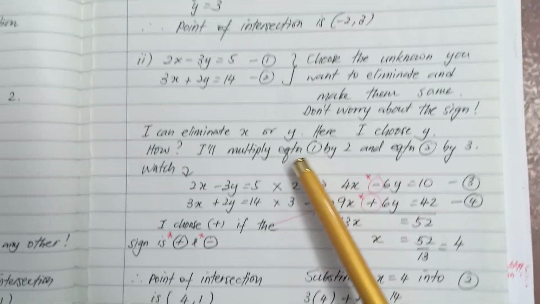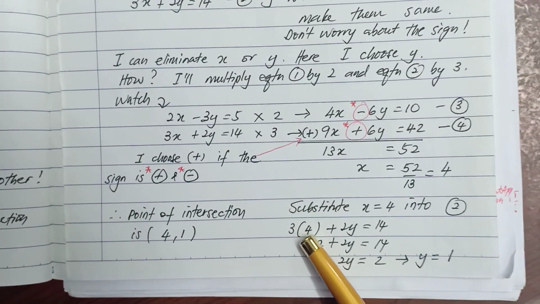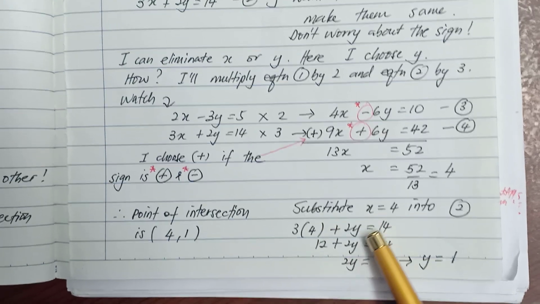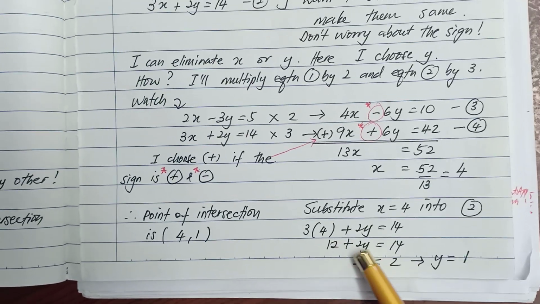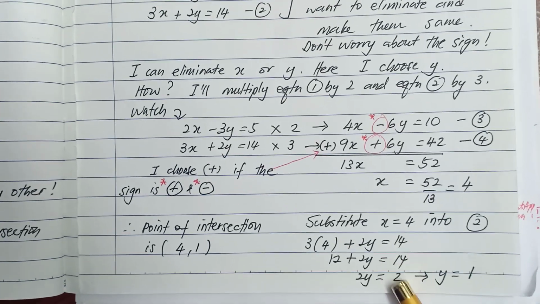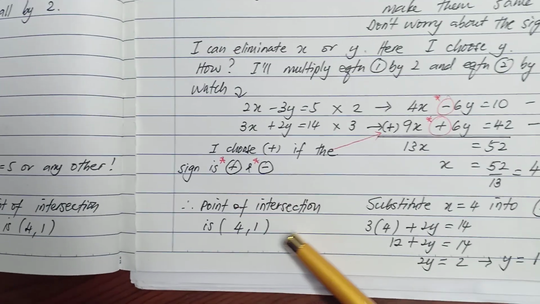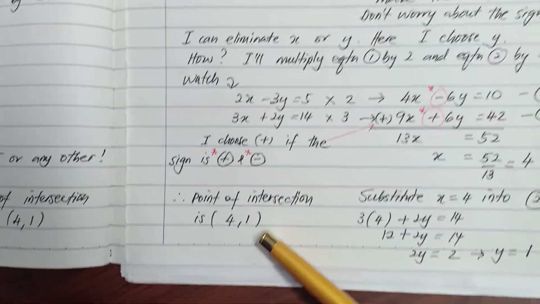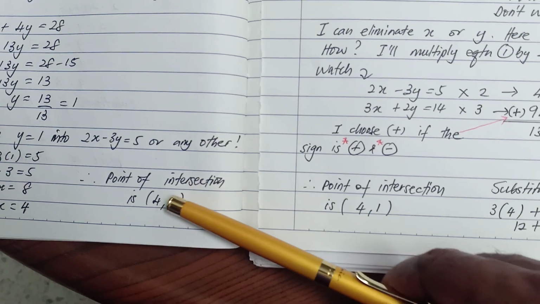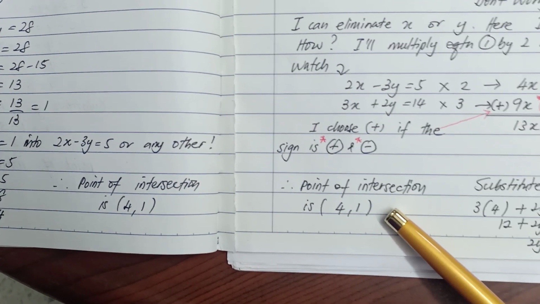So equation 2 here, can you see, 3x plus 2y is 14. So instead of x I put 4: 12 plus 2y is 14. 2y is 2 because 14 minus 12 is 2, therefore y is 1. Finally, our point of intersection is (4, 1). Can you see? We got (4, 1) here by substitution, and also (4, 1) here by elimination.